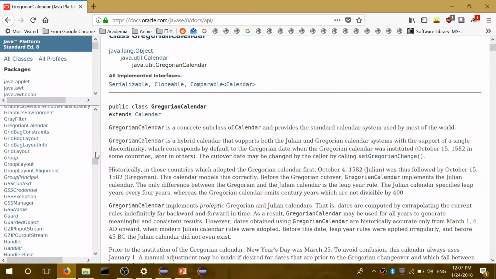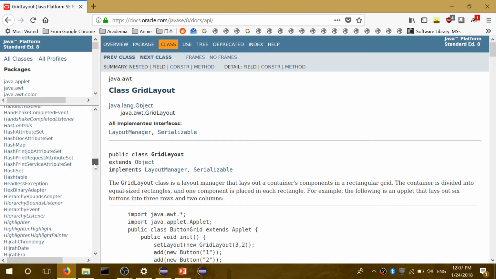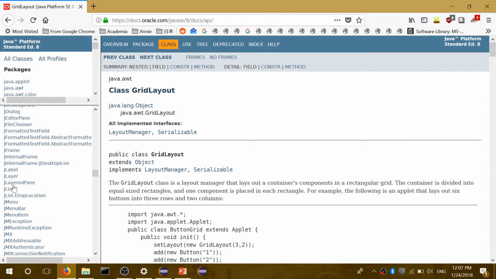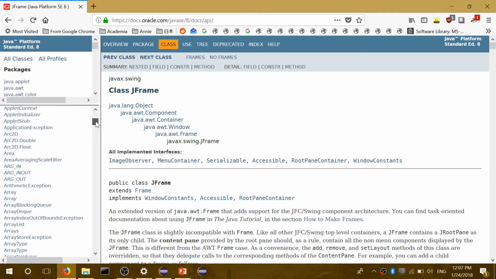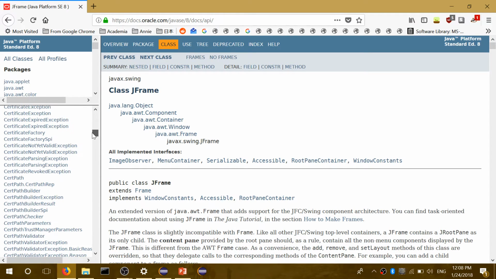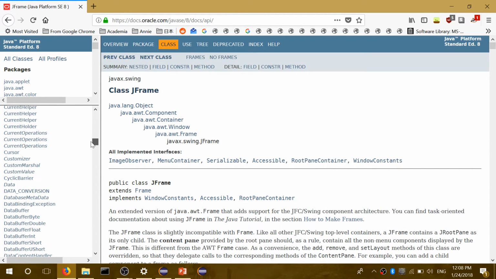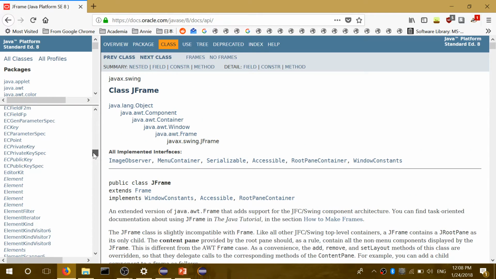Not every program needs to know how the Gregorian calendar works. We don't need to lay out stuff in a grid in every program. We don't need windows for every program. A lot of times programs just run in the console, especially in this class. We're going to learn how to do some GUI stuff. That's something new I'm going to try this semester. I'm going to introduce some GUI stuff.